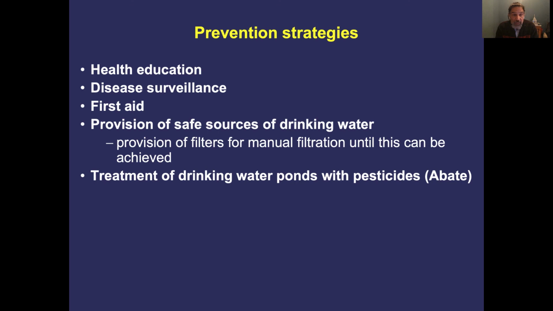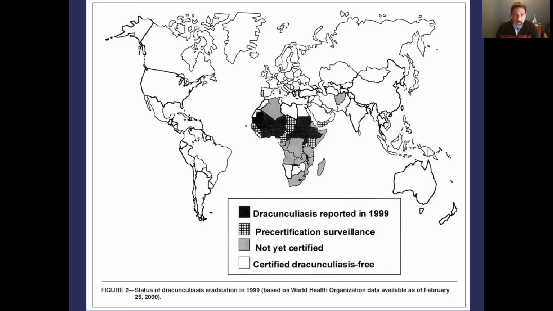And in situations where safe drinking water can't be provided, simple filters that you can pour the water through are effective at filtering out those copepods I mentioned earlier, and can be safe from a Guinea worm standpoint. It may not prevent other pathogens from being ingested, but filtering the water with filters that can be handed out is an effective way to prevent Guinea worm transmission. And lastly, treating drinking water ponds with pesticides is another strategy that is used to prevent Guinea worm.